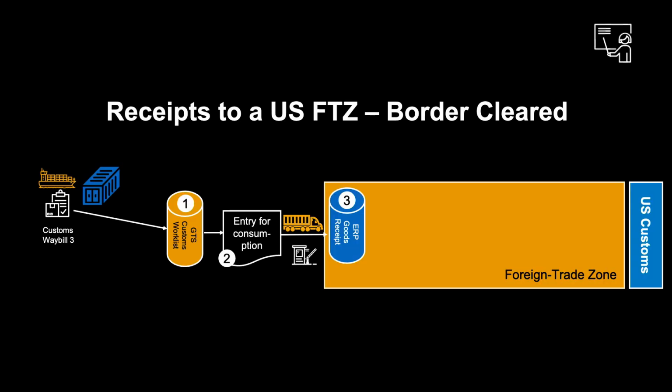Let us look a bit closer at the concept of receipt to an FTZ using border cleared. The border cleared process is designed to move goods that are customs cleared at the border into an FTZ. After customs clearance, the goods are considered duty paid, and we don't need any permits to move the goods into the zone. Consequently, we will miss out on the benefits of deferring the duty until the goods leave the zone for consumption in the US.